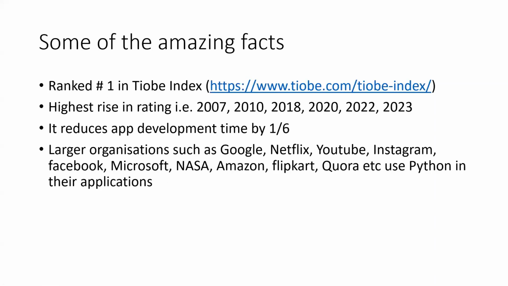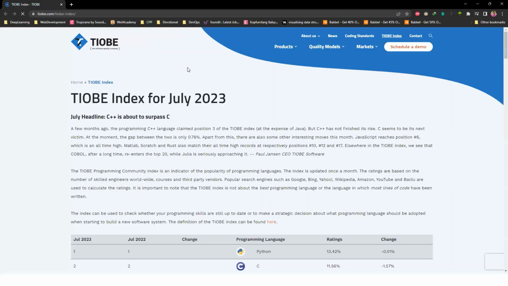And the next important amazing fact about Python is that it is ranked number 1 in the TIOBE index. The TIOBE index is one thing which you can see over here. Can you guys see my browser?